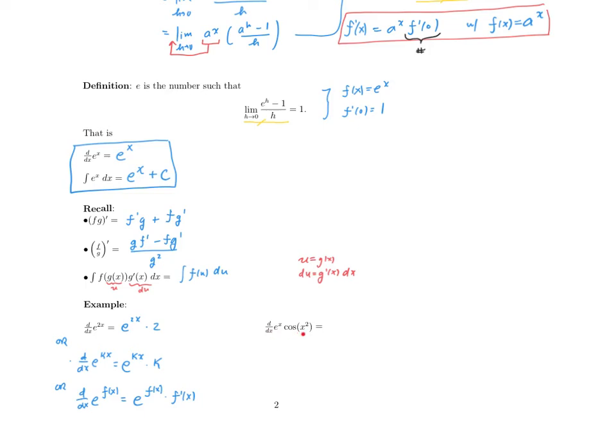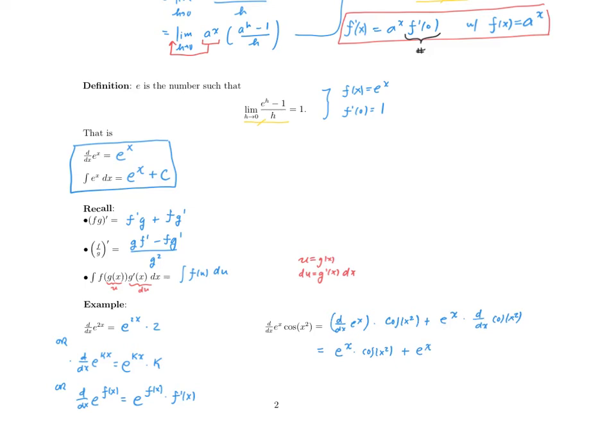For the second example, we are going to need to begin with the product rule. You have one function e to the x times a second function cosine of x squared. So we take the derivative of the first, and I'm just going to write out precisely what the product rule tells us, times the second, plus the first times the derivative of the second. The derivative of e to the x is simply e to the x.